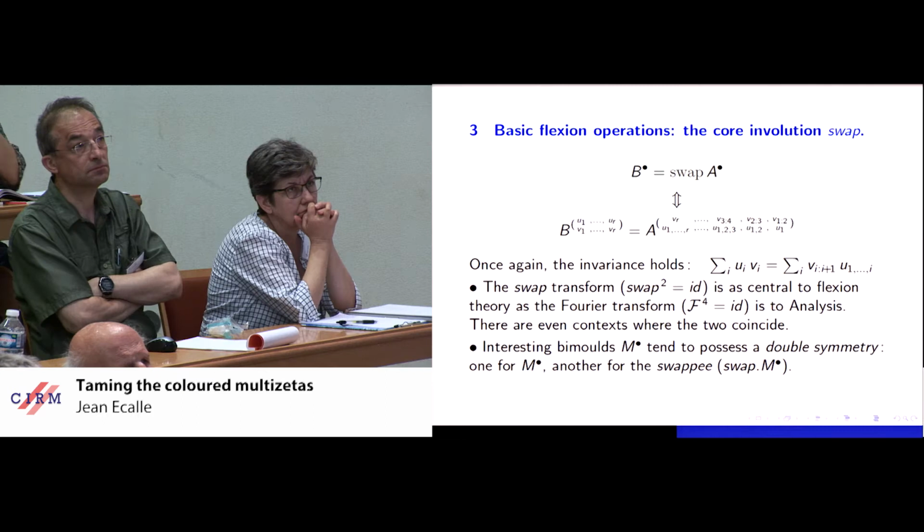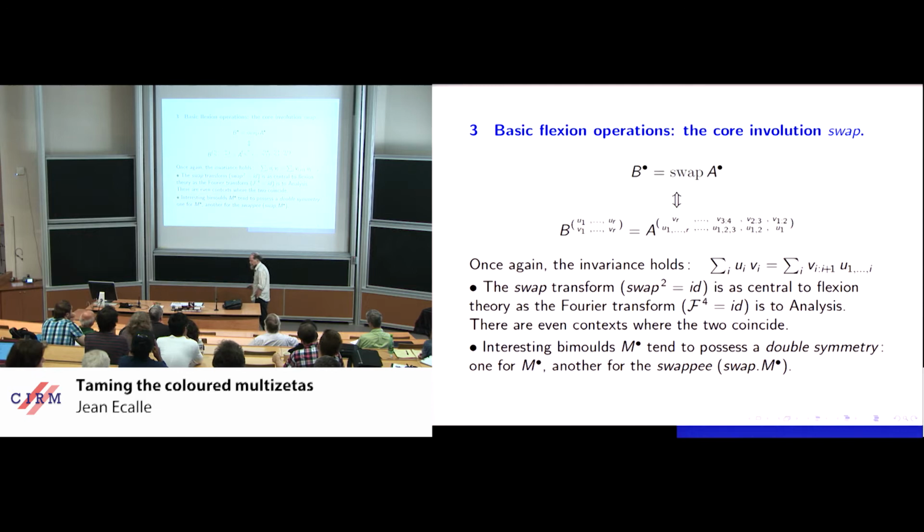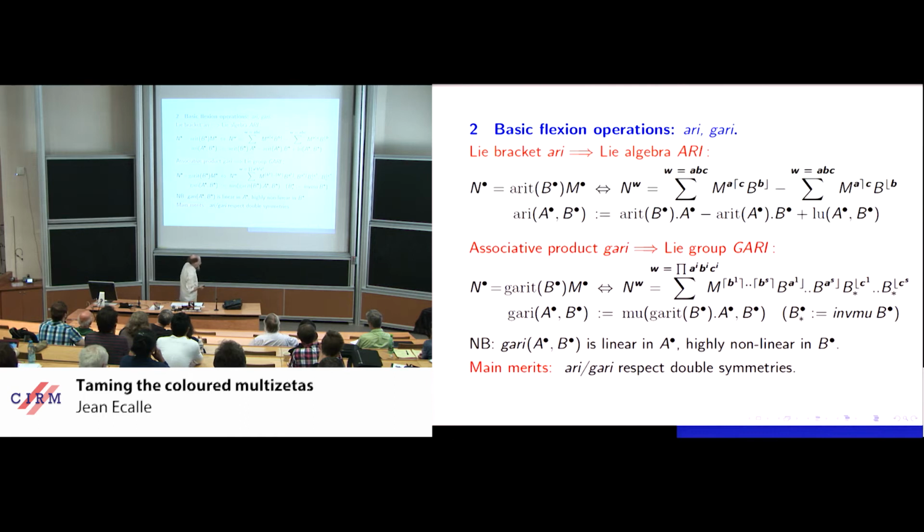And the interesting B-moulds typically possess a double symmetry. The B-mould itself has a certain symmetry type, and the swap P, the effect on it of the swap involution, has again another symmetry. It may be the same, it may be something else. So this is now something more interesting: the algebra and the group structure on it.